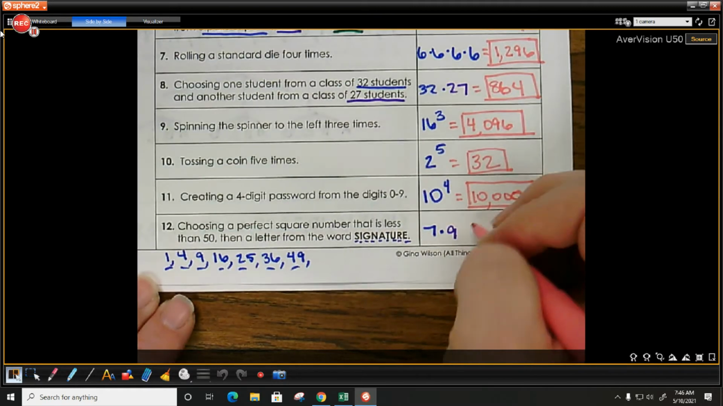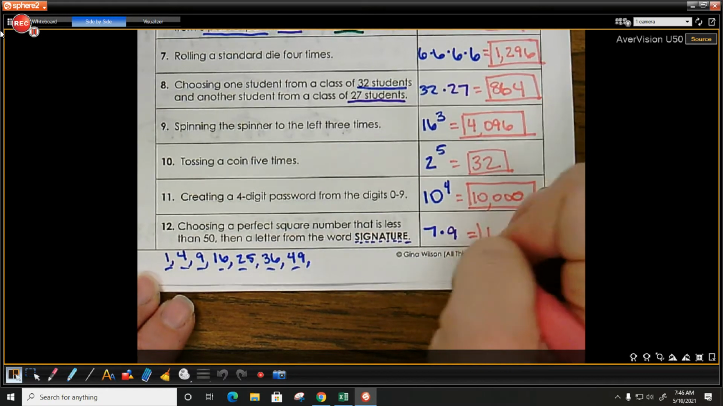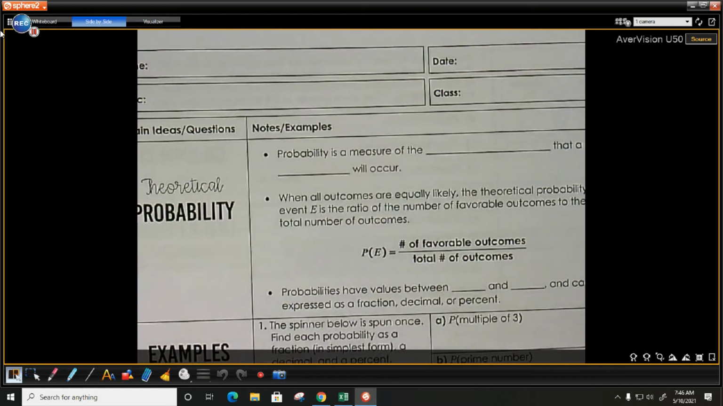9 letters. Give you how many possibilities? Good? Okay, now let's go to the next page, and we are doing theoretical probability.